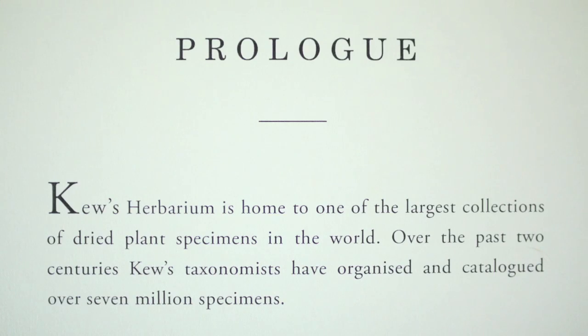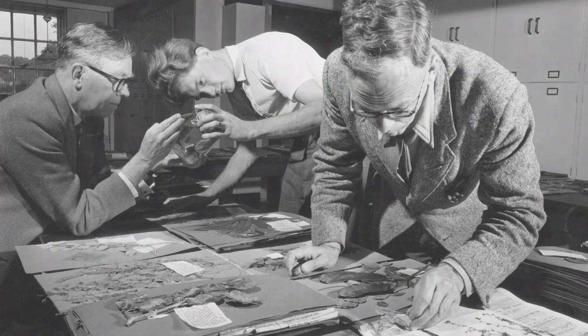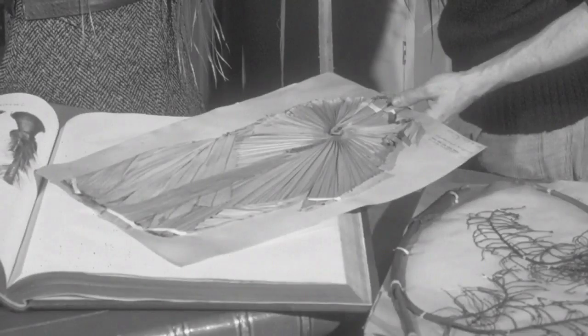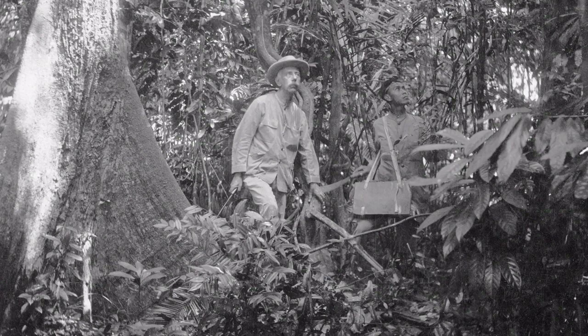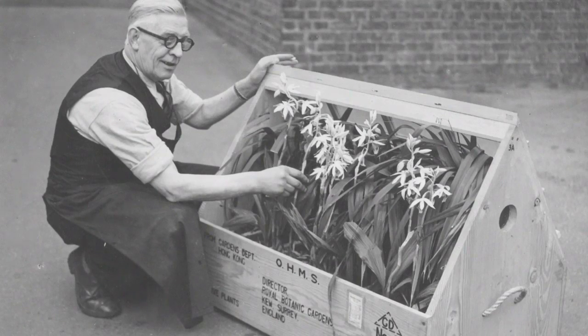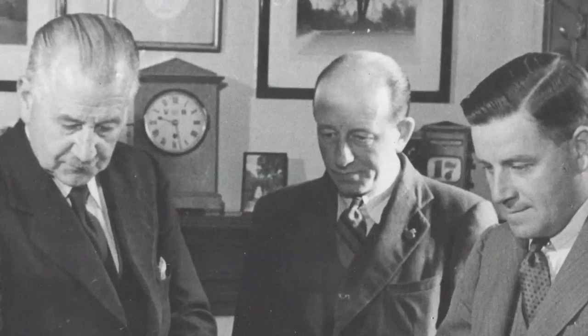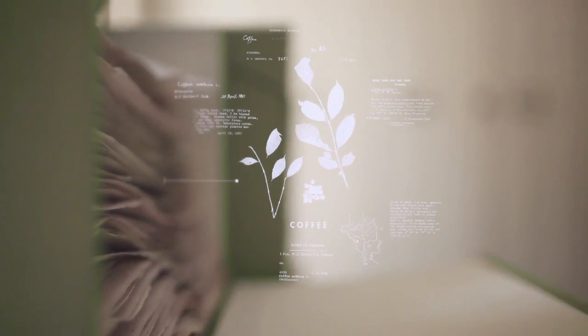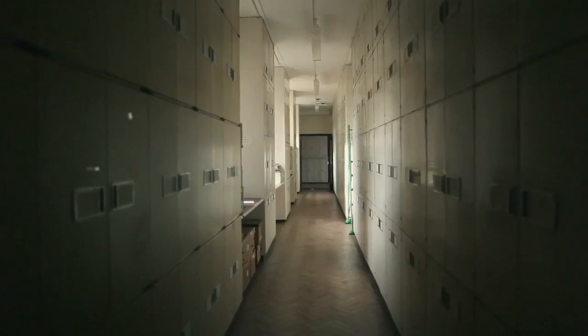Hughes Herbarium is home to one of the largest collections of dried plant specimens in the world. Over the past two centuries, taxonomists have organized and catalogued over 7 million specimens. The original purpose in collecting all this together was figuring out what they could be used for, and if you could cultivate them, where were the best places to cultivate them outside their native range. So you had tea from China, bananas from Malaysia, coffee from Africa, and oil-producing trees from Brazil. You could say that it was a stamp collection of sorts.